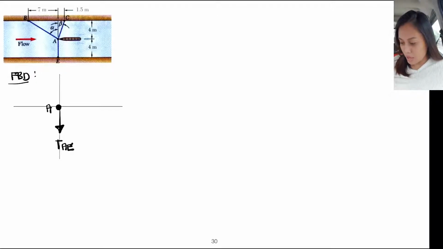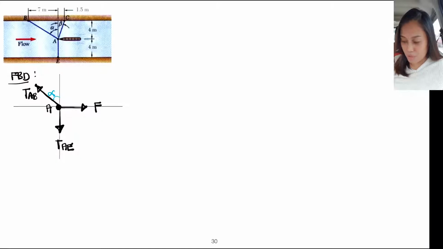Then, from the y-axis, another force, TAB, which is angle alpha from the y-axis. Then, earlier, there were unknown forces, so let's indicate this as force F.